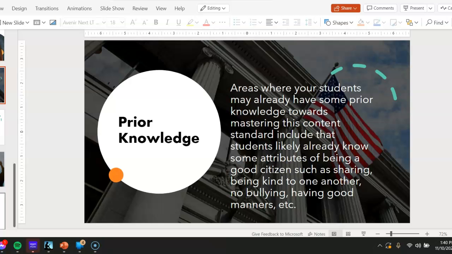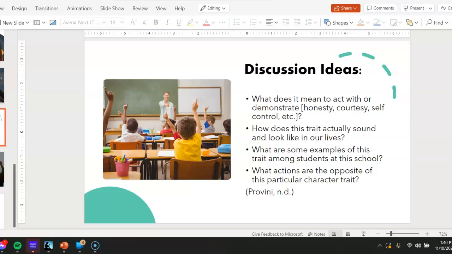Some discussion ideas that you can involve your students with to help them learn about good citizenship would be, what does it mean to act with or demonstrate honesty, courtesy, self-control, etc.? How does this trait actually sound and look like in our lives? What are some examples of this trait among students at this school? What actions are the opposite of this particular character trait?